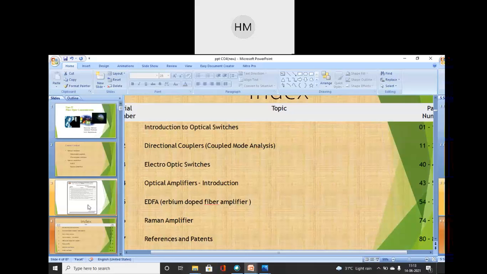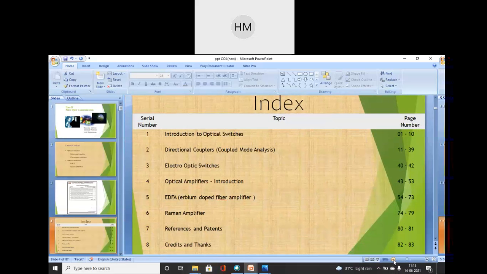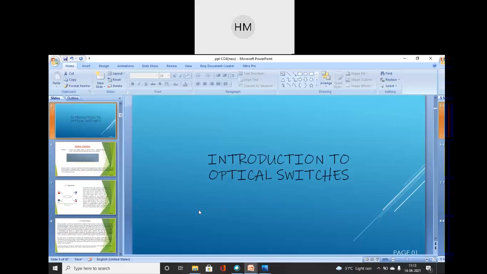So the topics to be discussed are: introduction to optical switches, directional couplers, electro-optic switches. These are the topics of switches only. Then optical amplifiers: different types of amplifiers we will study in this. Depending on the application, we will choose the amplifier which is required. Clear, students?